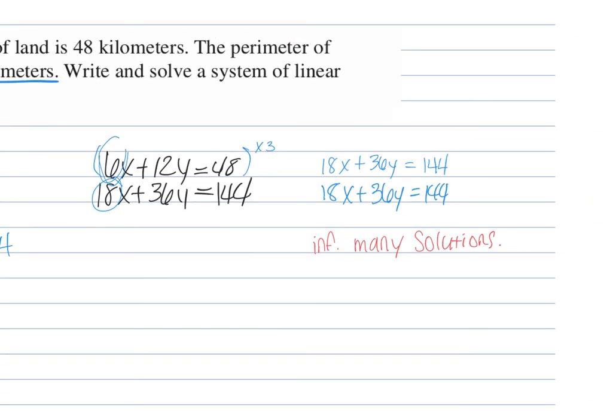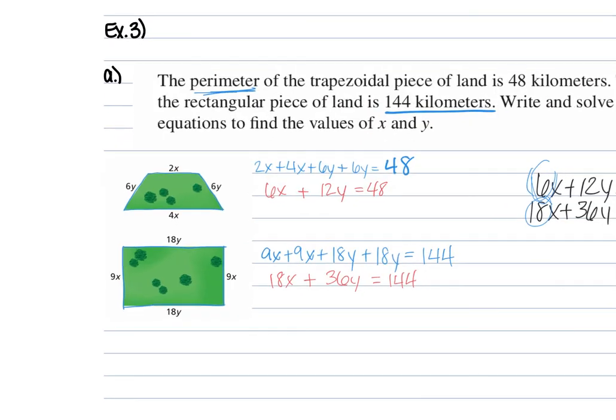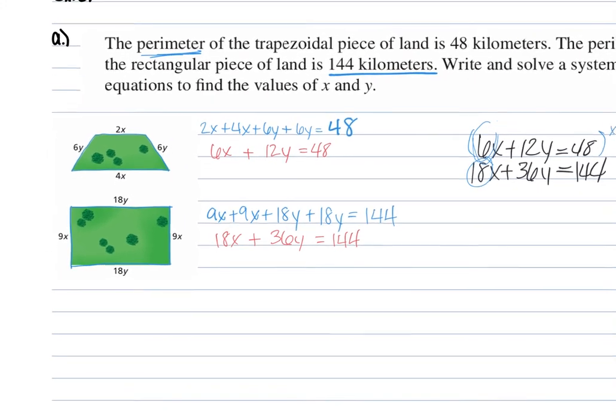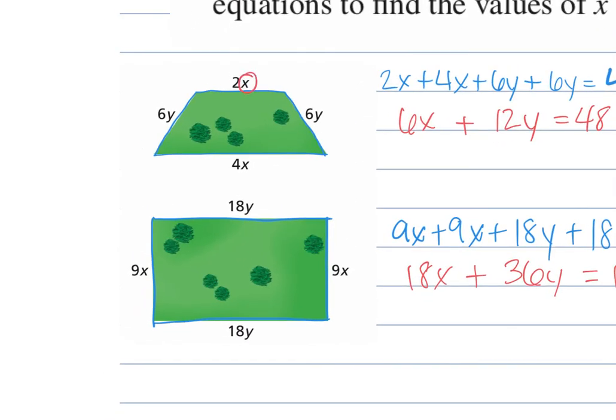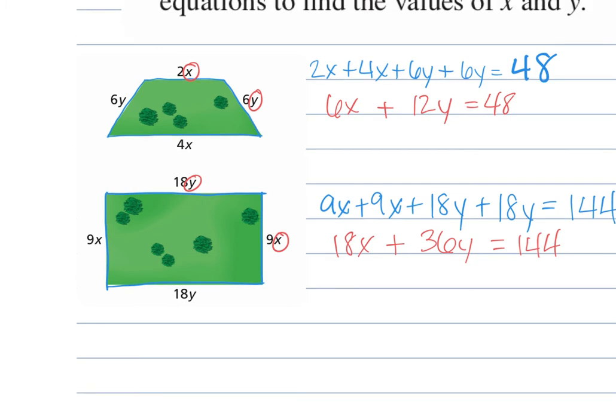Okay, so what that means is, that does not mean that we have infinitely many amounts of perimeter. The perimeter of the trapezoid is fixed to 48 kilometers. But what this is saying is there's infinitely many combinations of x and y that will satisfy both of these figures to having a perimeter of 48 and a perimeter of 144 for the bottom one.